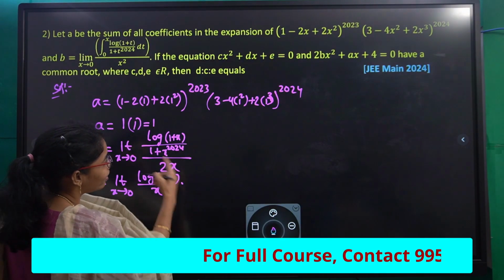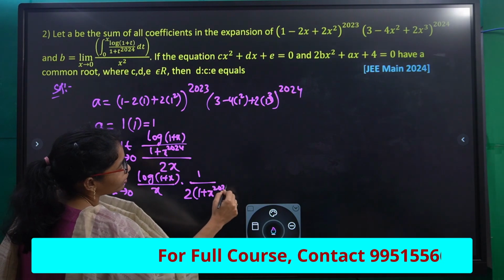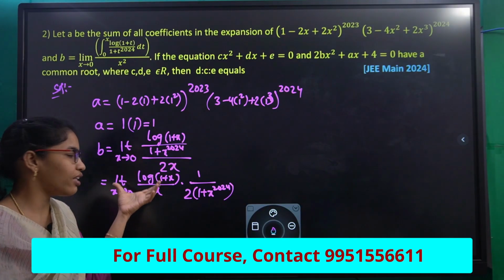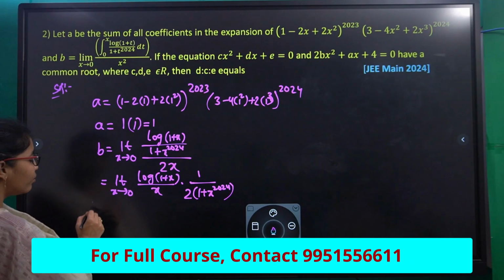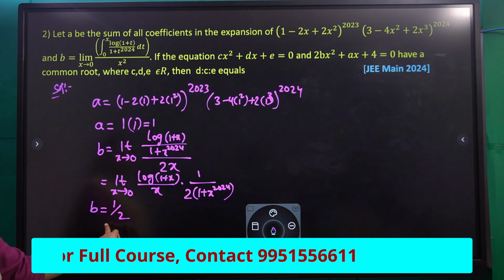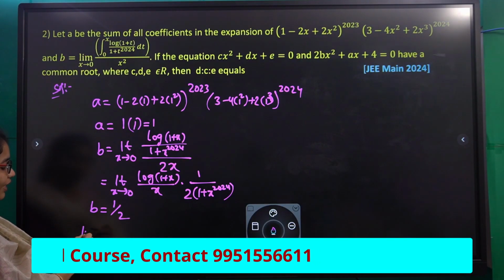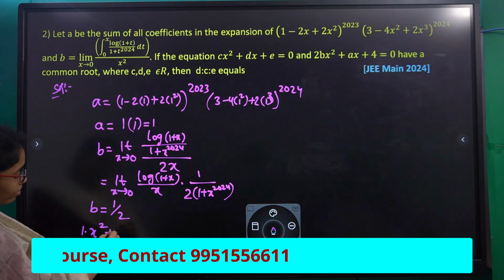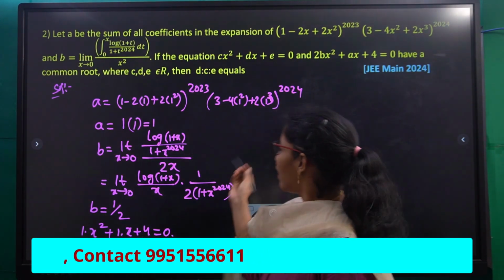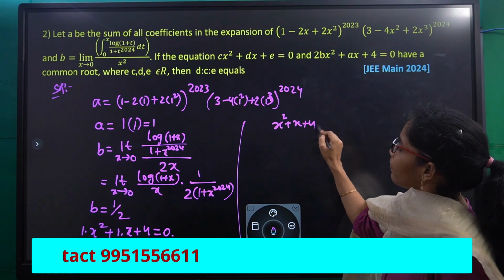What is the value of this? Already we derived that this value becomes 1. And what is the other thing here? 1 by 2 into (1 plus x) power 2024. Now apply 0 here, so 1 by 2. The first value becomes 1, so 1 into 1 by 2. So finally I am getting the B value as 1 by 2. Right. So A is 1, B is 1 by 2. Substitute in the given equation: 2b x squared, 2b becomes 1, so 1 into x squared plus a x, 1 into x, plus 4 equals 0. Clear?